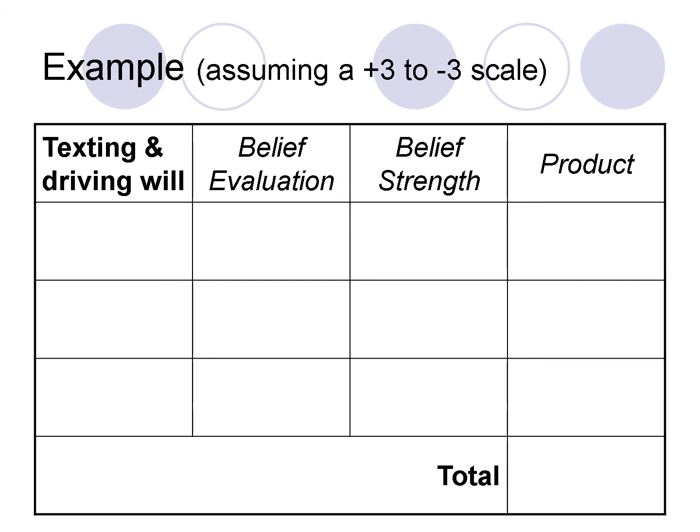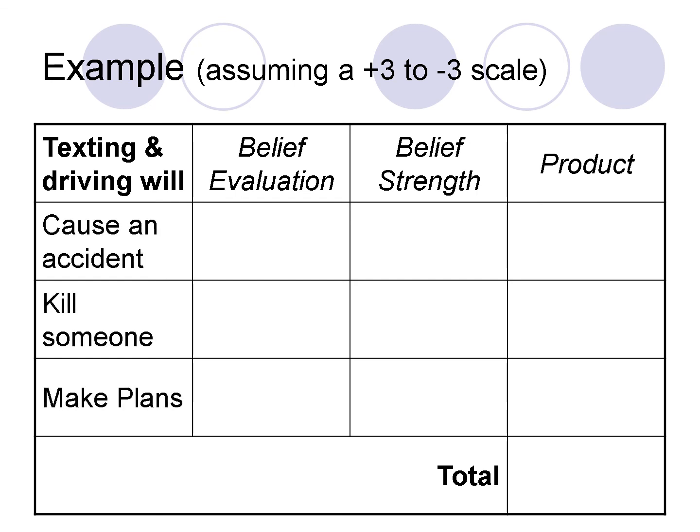So, possible outcomes of texting and driving. You could cause an accident. You could kill someone, say in a car accident or a pedestrian. But also you can make plans, right? And so we're going to ask an individual to evaluate how bad they think these things are. Let's just say a person said, I think causing an accident would be pretty bad, so on a scale of +3 to -3, it's -2. I think killing someone is the worst thing that can happen, it's a -3. But making plans for dinner or for later today, just catching up with friends, whatever, that's a pretty good thing.